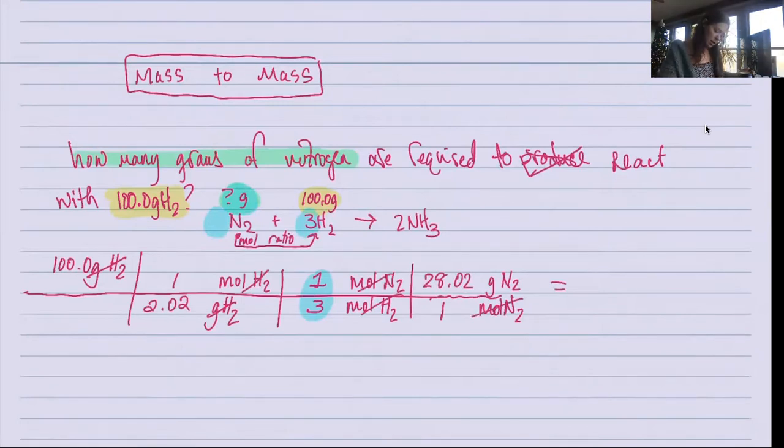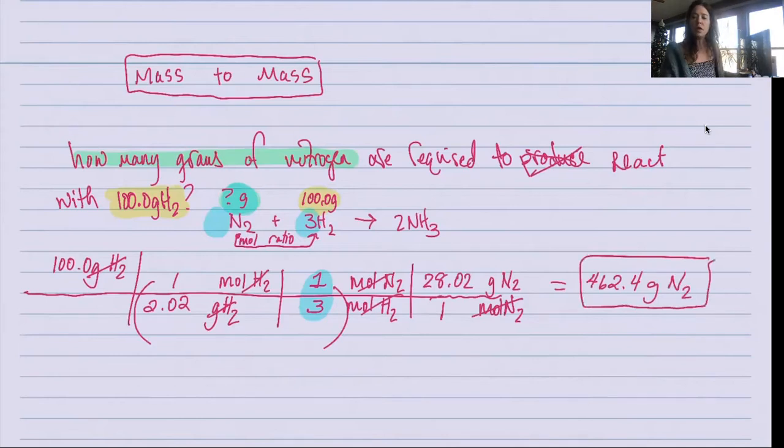100 times 28.02, divided by parentheses, 2.02 times 3, close parentheses, equals, and I've got 462.4. Pay attention to your significant figures. And that is what? Grams of what? Nitrogen. That's stoichiometry, guys.